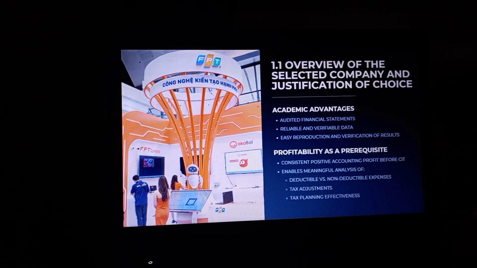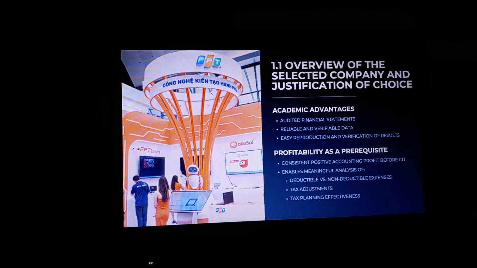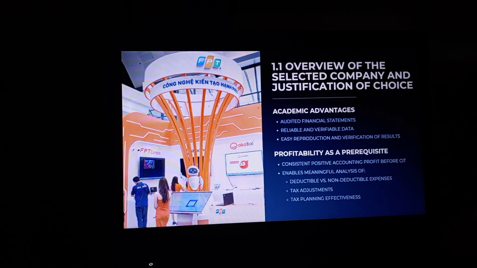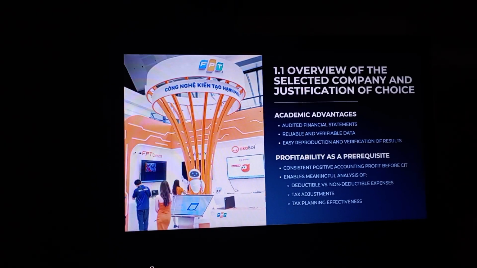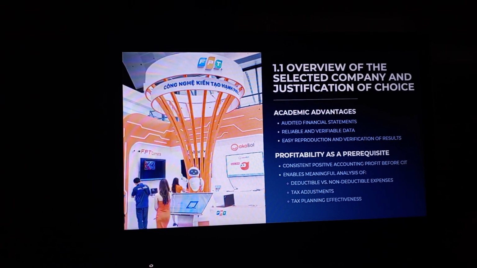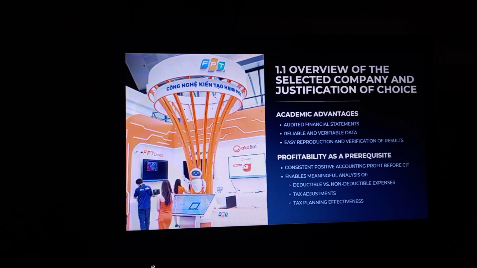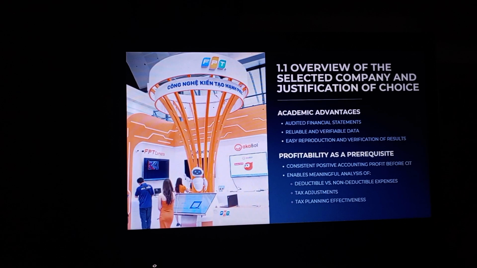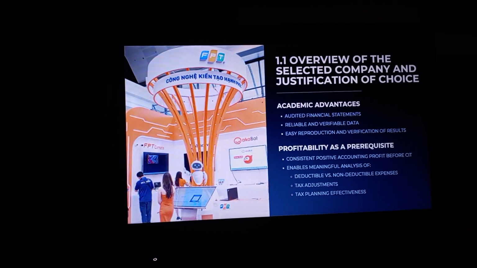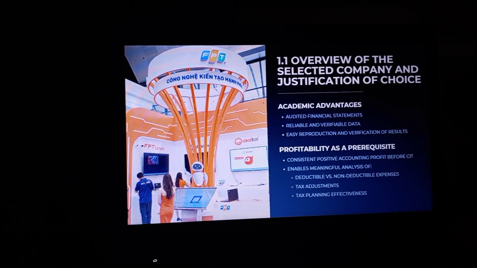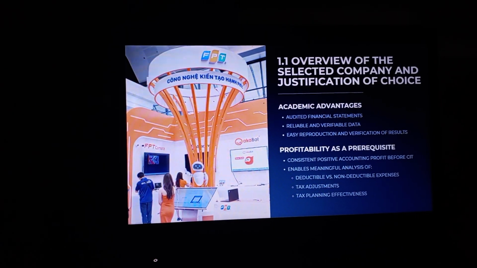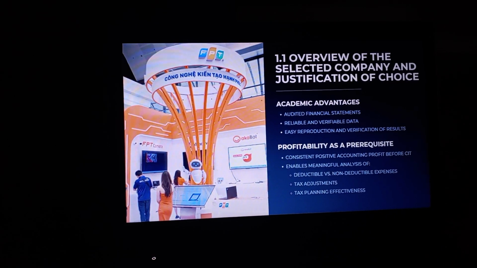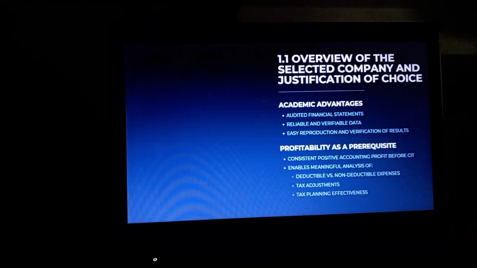The economic advantages are audited financial statements, reliable and verifiable data, and easy report production and verification of results. About profitability as a prerequisite: consistent positive accounting profit before tax enables meaningful analysis of deductible and non-deductible expenses, tax assessment and tax planning effectiveness.